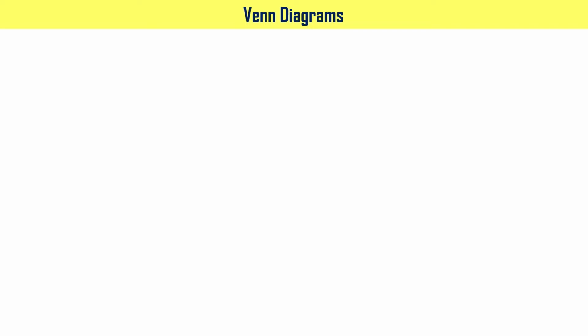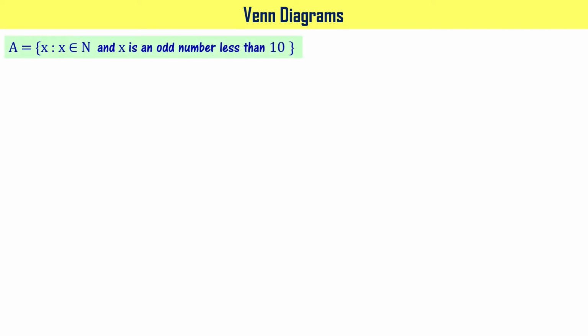Let us learn about Venn diagrams first. A is a set of elements x such that x belongs to N and x is an odd number less than 10. Okay. This is the set definition given in set builder form, right? When you say x belongs to N, it means x is a natural number, right?